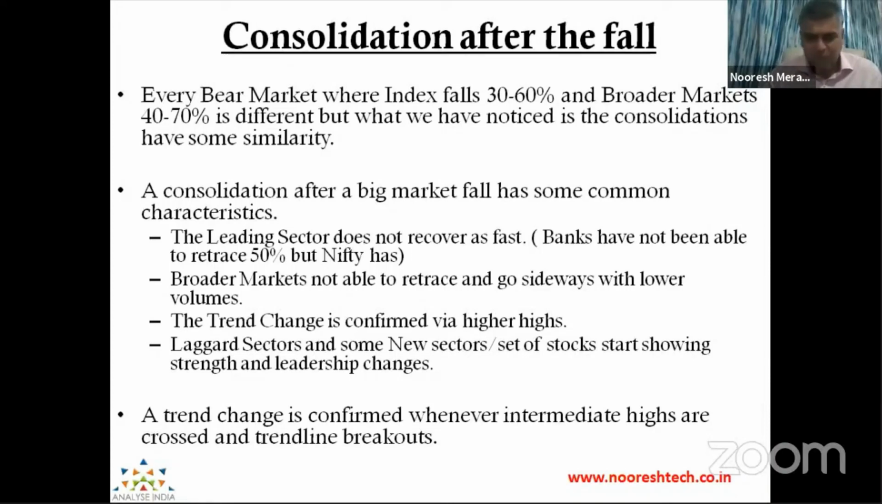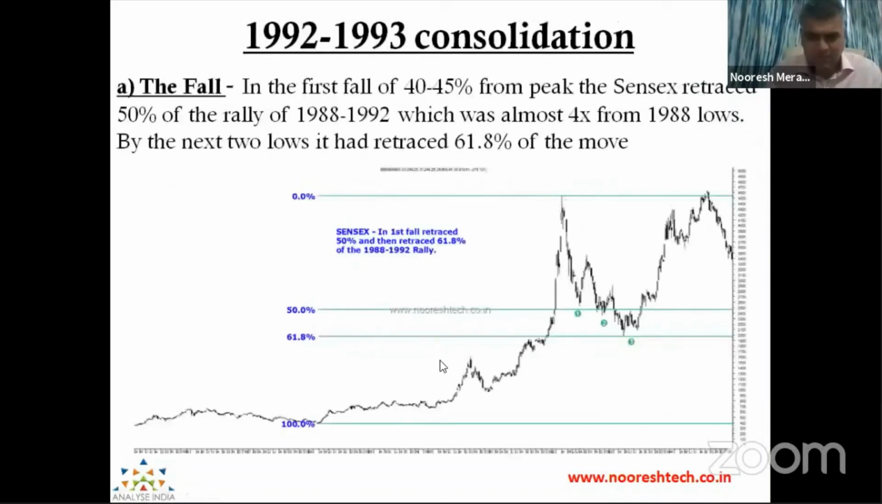Also, what happens is post the consolidation, some of the laggard sectors of before or some new sectors or new set of stocks start showing strength and leadership changes. So this is how we'll try to look into the various cycles over the years and try to compare. So a trend change is confirmed whenever intermediate highs are crossed and trendline breakouts. So the consolidation could last months and years also. So what we'll try to do is we'll try to look at it through examples itself.